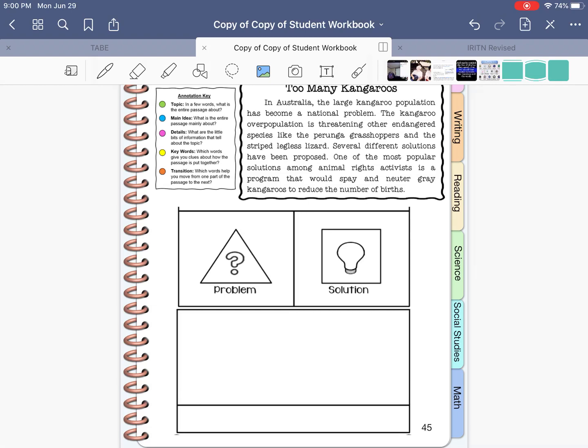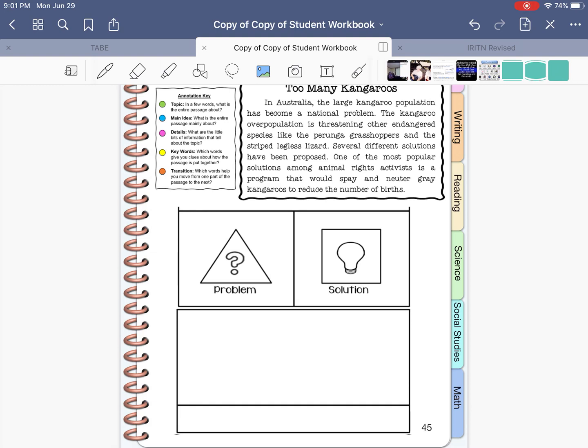Hello everybody. We are looking at a new reading skill today. This is on page 45 of your workbook. And if you haven't already watched the assembly video, I would stop this video and go back and take a look at that, because that will help you know how to get this piece folded the way it needs to be.